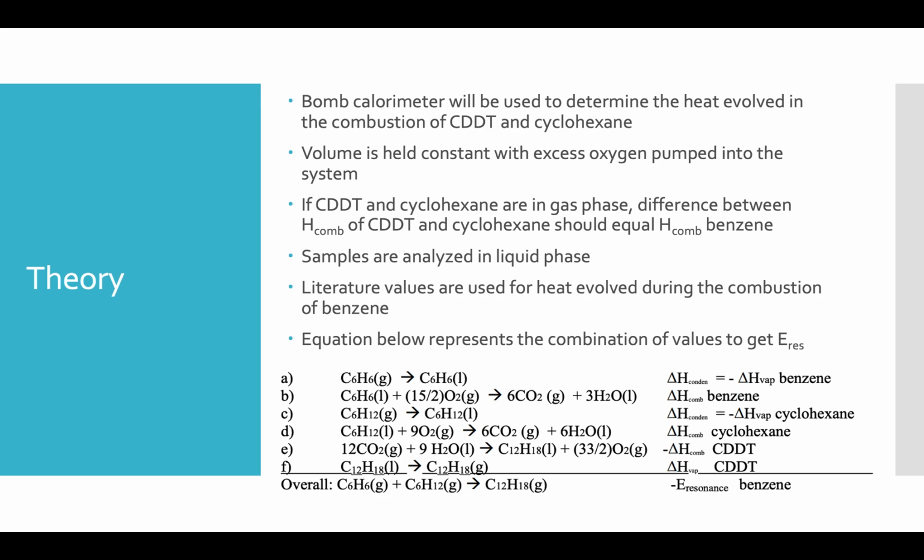At the bottom of the screen, an equation taken from the lab manual shows how everything comes together to give the resonance energy. Procedure and data analysis will determine the values for D and E in the image. Due to the toxicity of benzene, the enthalpy of combustion will be taken from an outside source along with the vaporization values. The following slides will go through the results.